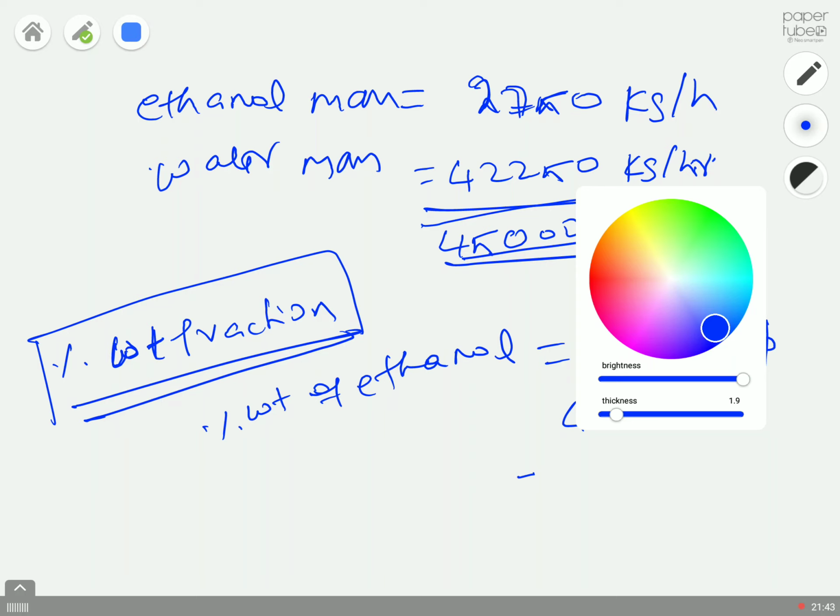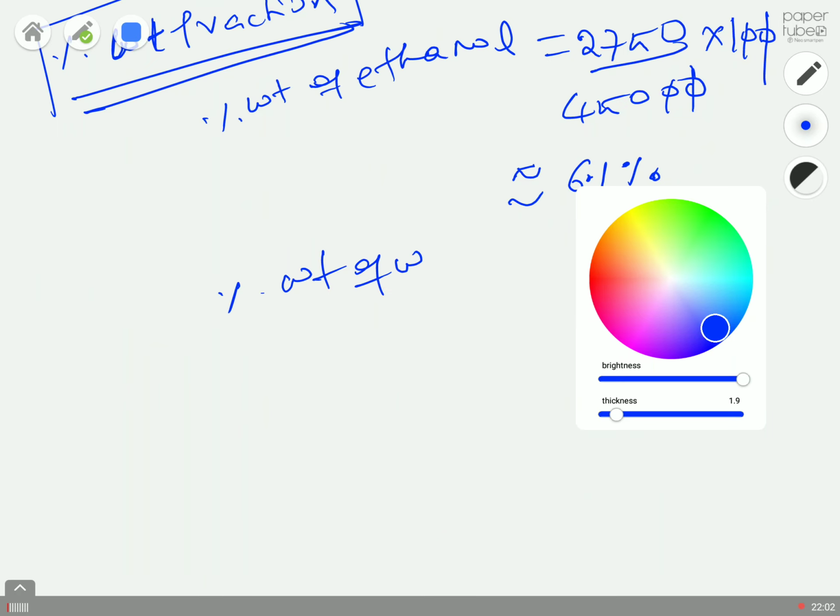I'm going to use the calculator. 2750 by 45,000 should be approximately equal to 6.1%. And then the percentage weight of water, that's nothing but 42250 by 45,000, multiplied by 100. We are talking in percentage, so that's why we are multiplying by 100.